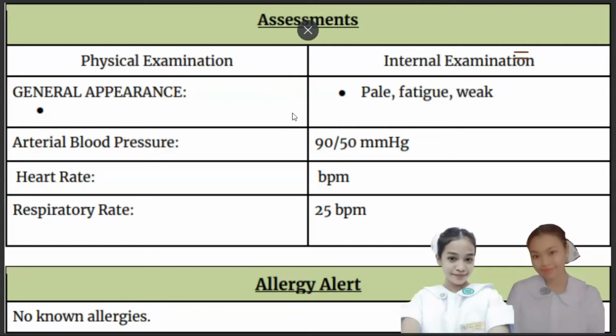Hello everyone, I am Georgina Surya, and for the assessment, the physical examination of the patient, the general appearance is pale, fatigued, and weak. For the arterial blood pressure, 90 over 50, the heart rate is 25, the respiratory rate is 25 beats per minute. And for the allergy alert, no known allergies.